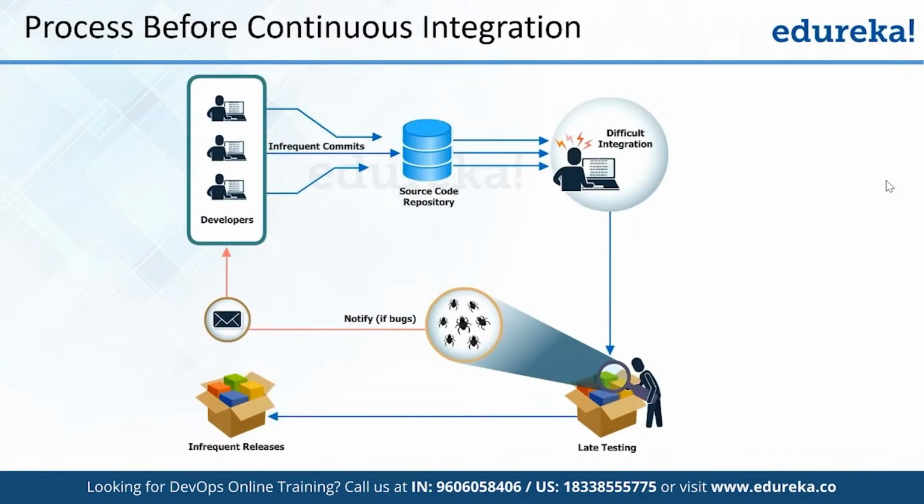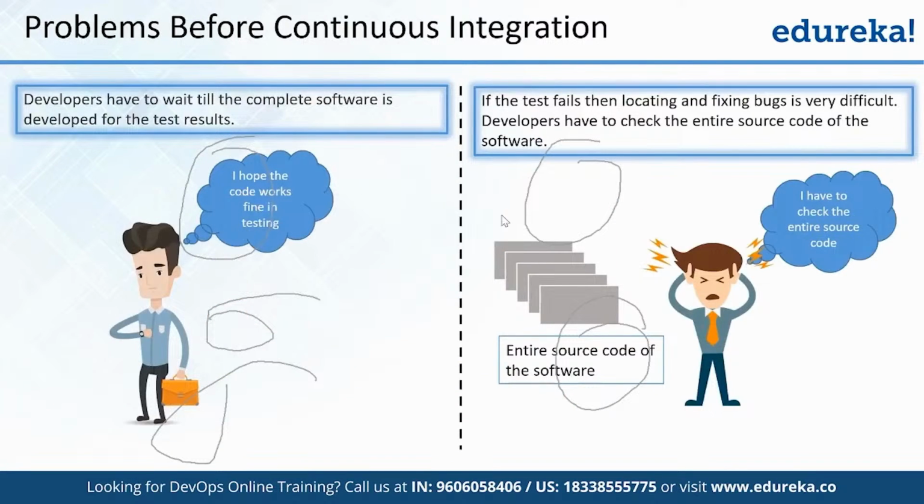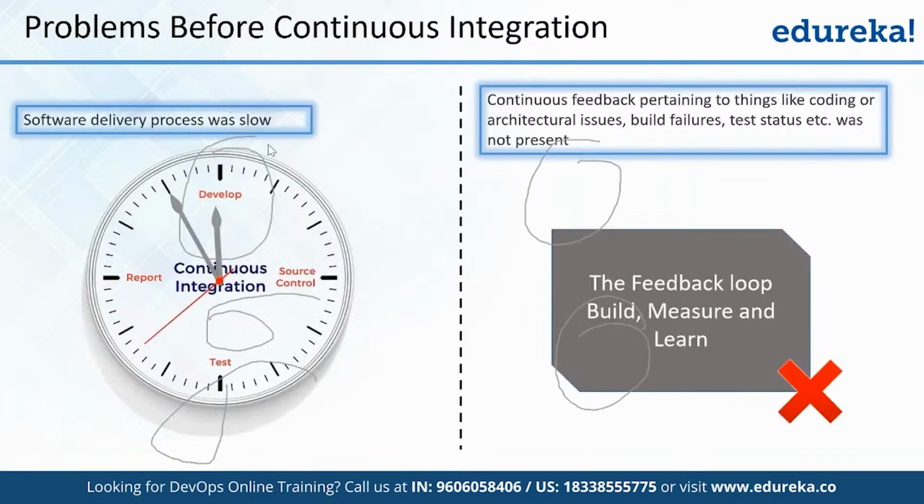So guys, how was the problem earlier? Developers used to commit the code. It was difficult to integrate, testing was late, releases were infrequent, and people were getting bugs in the higher environment at a later point of time. This was life before integration. I hope the code works fine in testing. I have to check the entire source code because it is not working, and a lot of problems are faced when the code reaches the higher environment. So the software delivery process was slow because continuous integration and continuous feedback were not there.